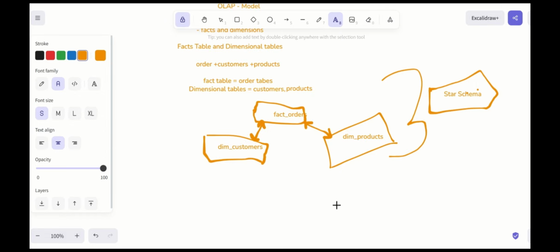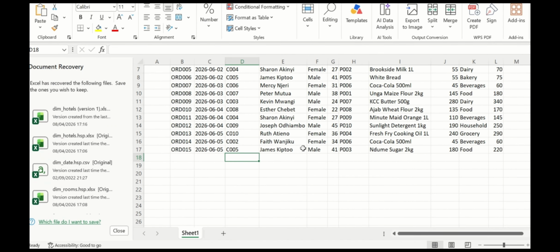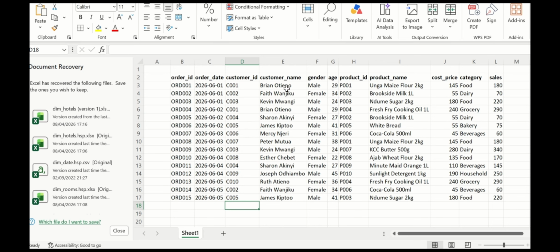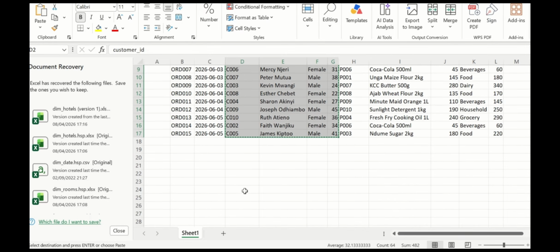So now let's practically do it using our table here. Let's first of all build the dimensional customer. We are going to build it by extracting all the information about the customer. So it starts from here. Copy, and let's just put it here.